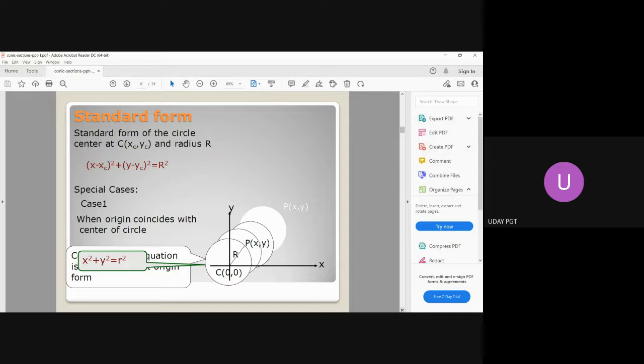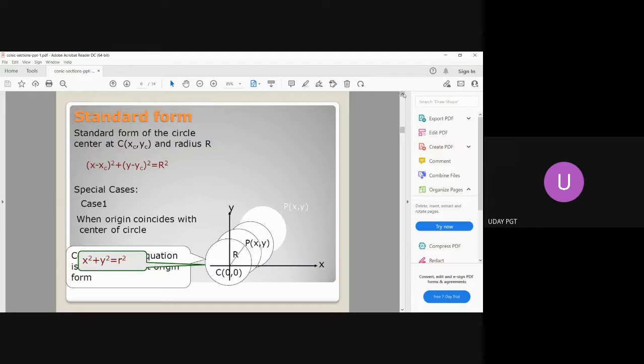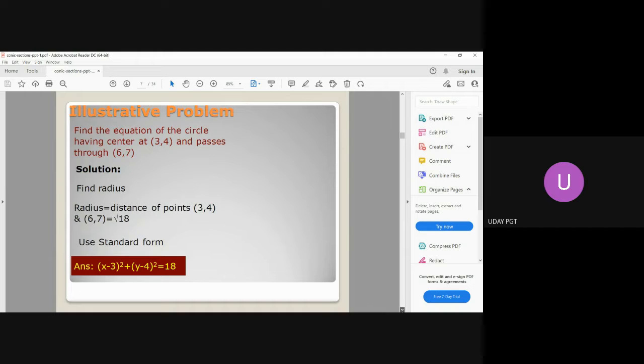If the center is taken as (a, b) or (h, k), in your textbook the center is given as (h, k), and the radius is small r, then you are going to get (x minus h) whole square plus (y minus k) whole square is equal to r square. If the center is the origin, then the special case we get is x square plus y square is equal to r square as the equation of the circle.